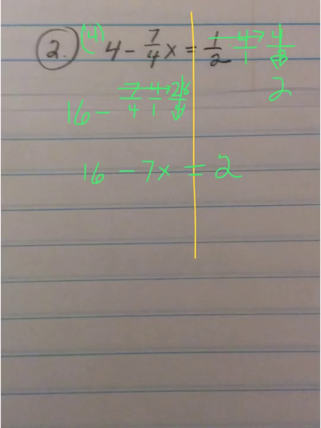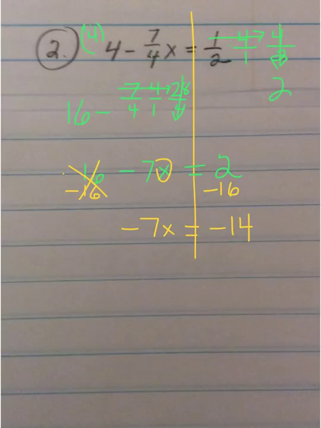So I'm looking at this equation. Here's my x right there, so I want to get rid of this 16. This is a positive 16, so the opposite of positive 16 is negative 16 on both sides. That would cancel out. I'm left with negative 7x is equal to negative 14.